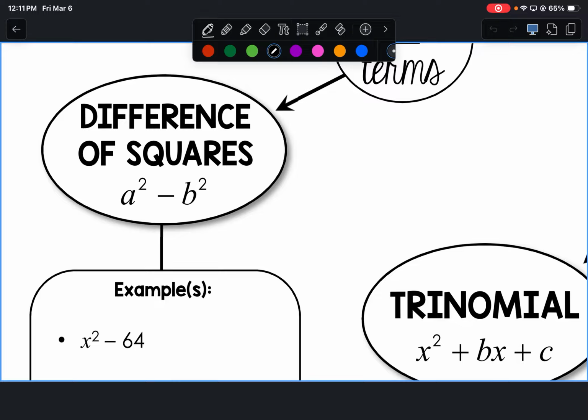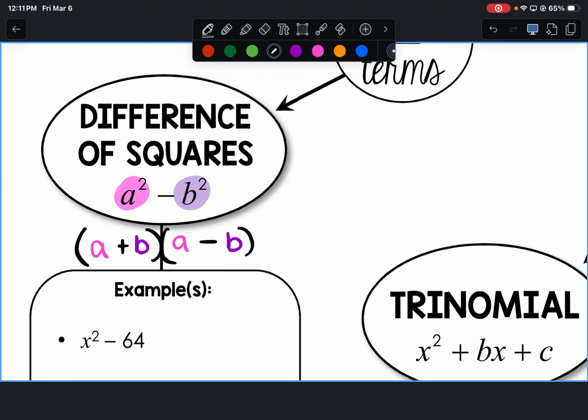And that rule is: what squares to give you a squared, and what squares to give you b squared, plus and minus. And it will be plus and minus. So you will use that form to answer all of these.